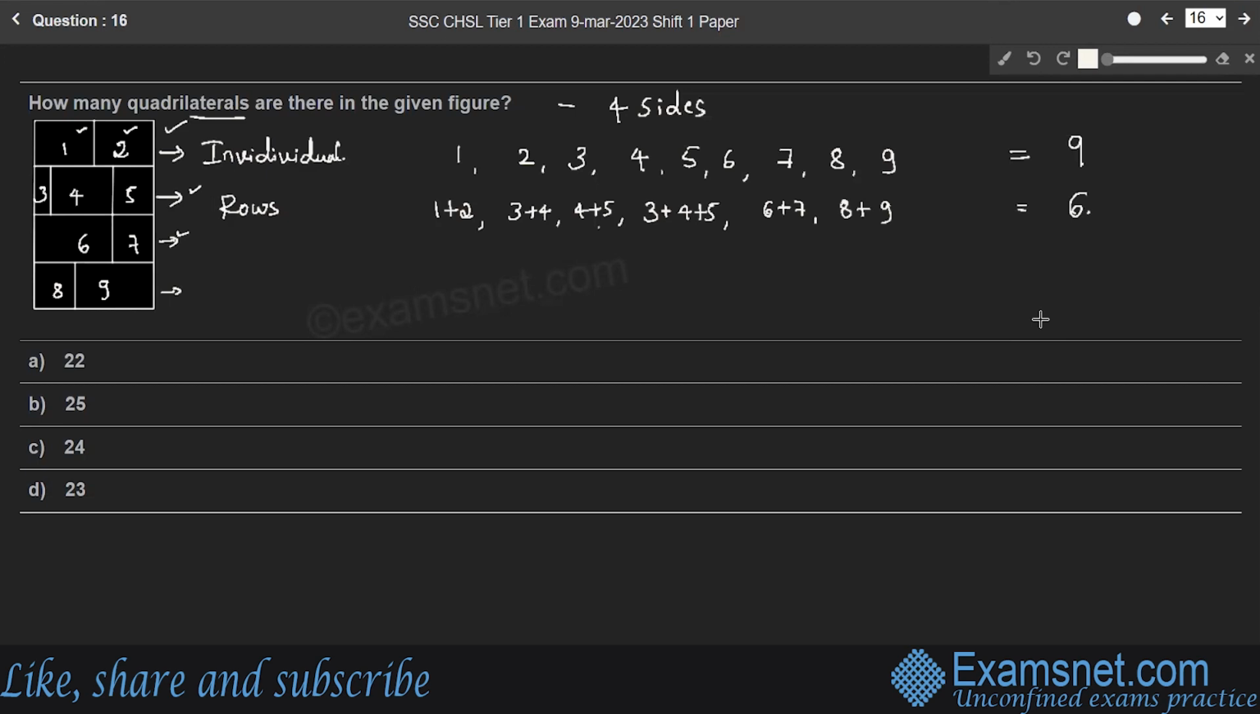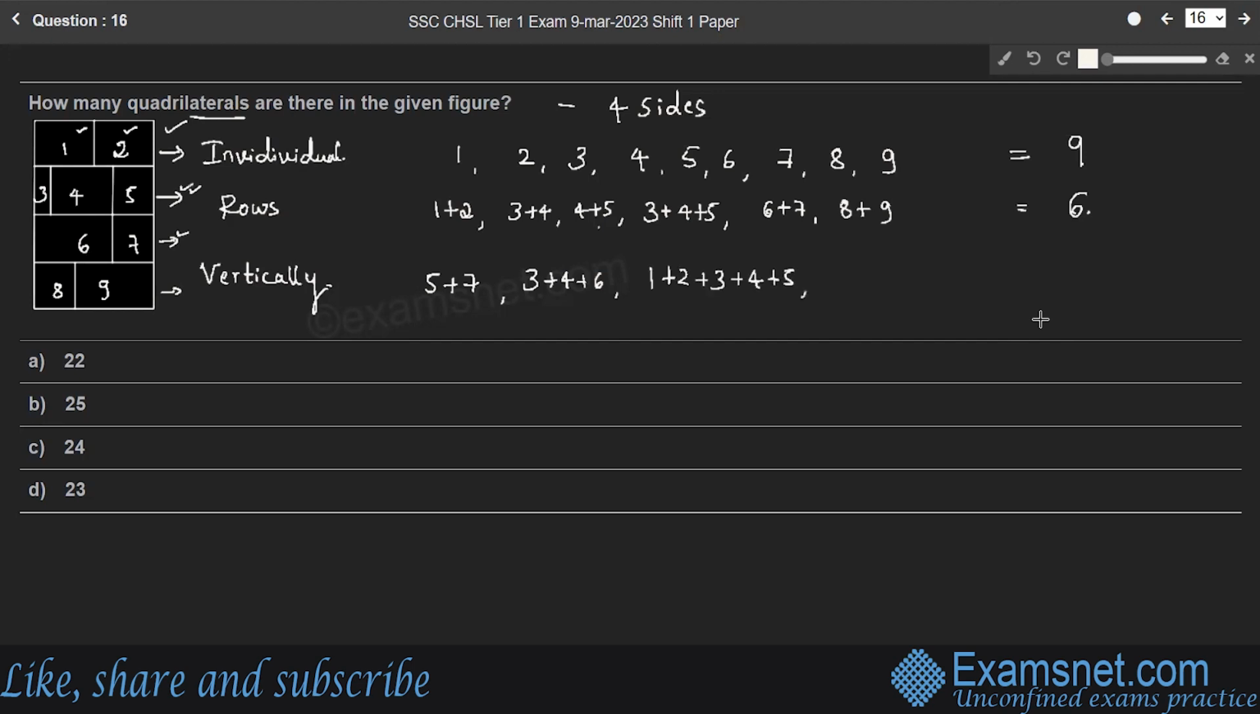Now consider columns, or if you consider vertically, combine 5 and 7. 5 and 7, you will get a rectangle. Combine 3, 4 and 6, you will get a rectangle. Now combine the first 2 rows totally: 1, 2, 3, 4, 5.